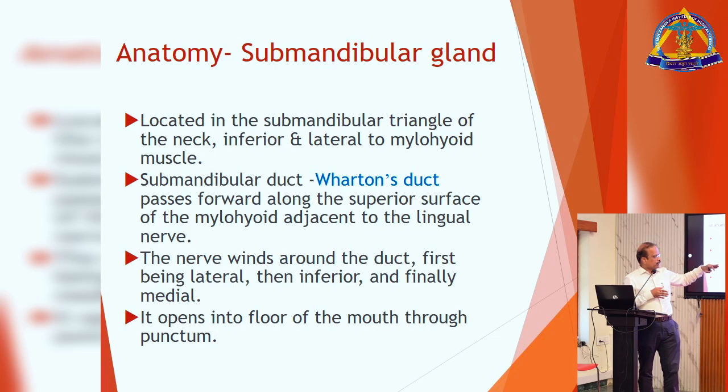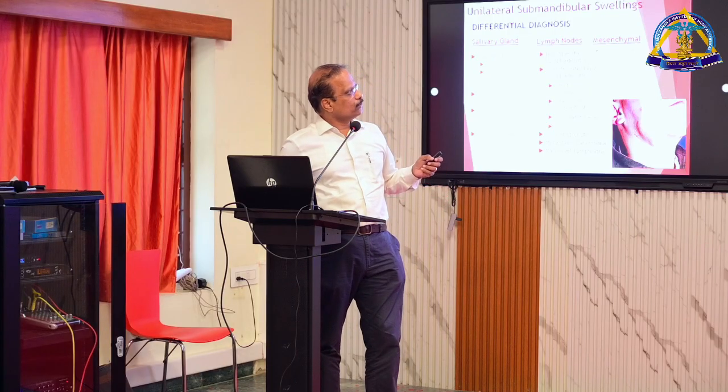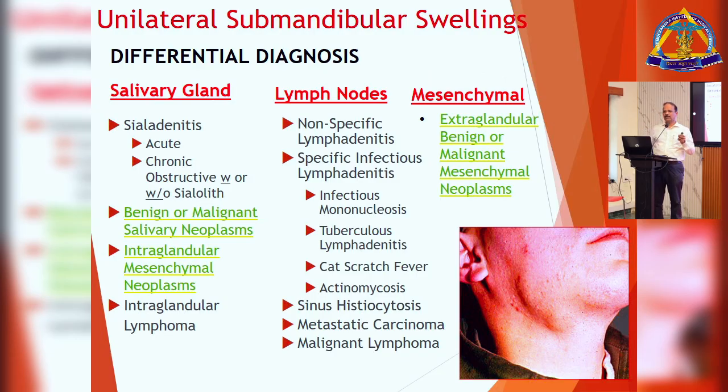There are nerves which are very closely intertwined with the submandibular gland. What are the nerves in relation to the submandibular? Lingual and hypoglossal. Lingual and hypoglossal nerve. These things you must remember. So what is the differential diagnosis for a unilateral submandibular swelling? If somebody has a submandibular swelling, what is the differential diagnosis?